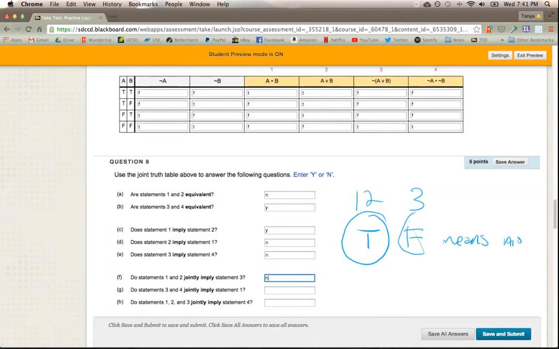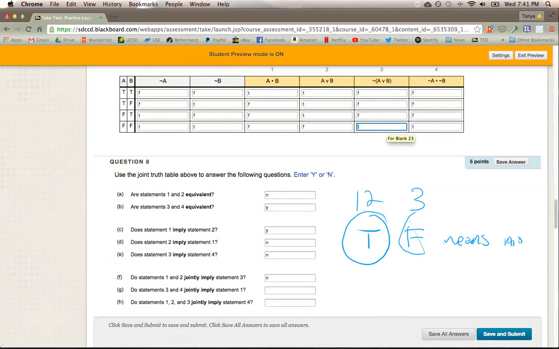Okay, how about do three and four imply one? Is there any row where these are both true? Let's look for that first. FF, FF. Oh, it's the fourth row. Is there any row where these are both true and yet one is false? Yeah, that's a row. That shows us no implication.